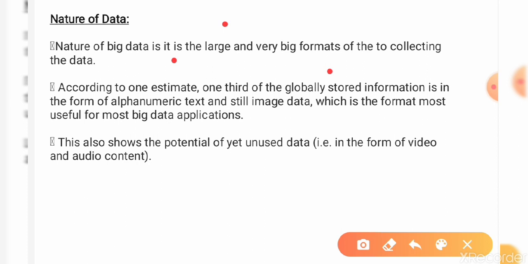According to one estimate, one third of the globally stored information is in the form of alphanumeric text and still image data, which is the format most useful for most big data applications. This also shows the potential of unused data in the form of video and audio content. This is the nature of data. From the concept of big data, we see many natures of data: text files, audio files, numbers and values, images, etc.